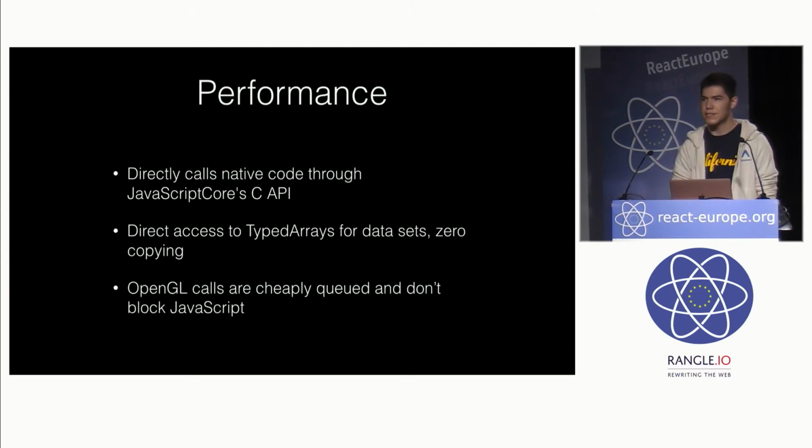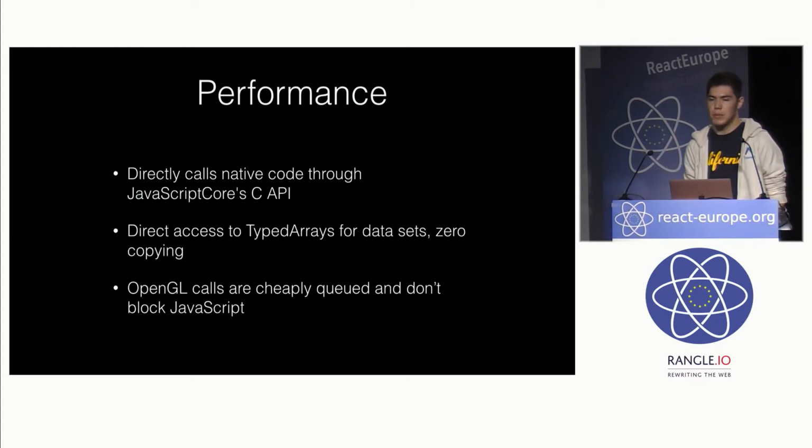Expo Graphics achieves high performance by directly calling native code from the JavaScript side of React Native. So it bypasses the React Native bridge completely and has zero of its overhead. It also affords direct access to typed arrays. This is a somewhat newer JavaScript data structure, and allows us to share data between JavaScript and the native graphics side with zero copying of memory.